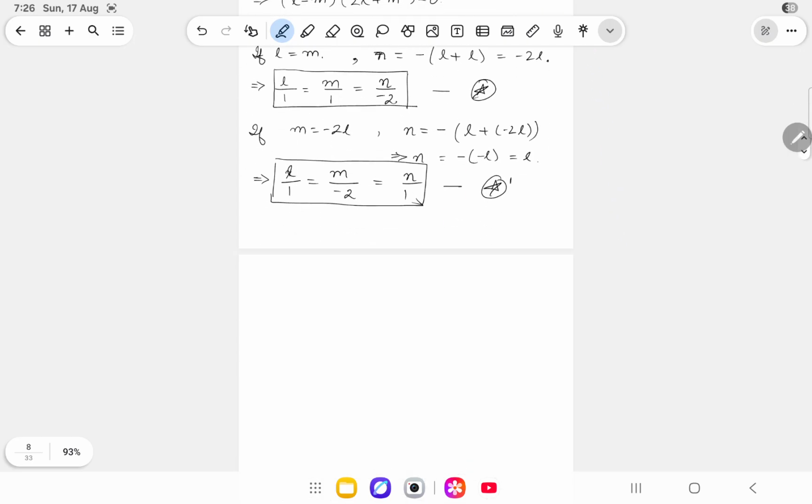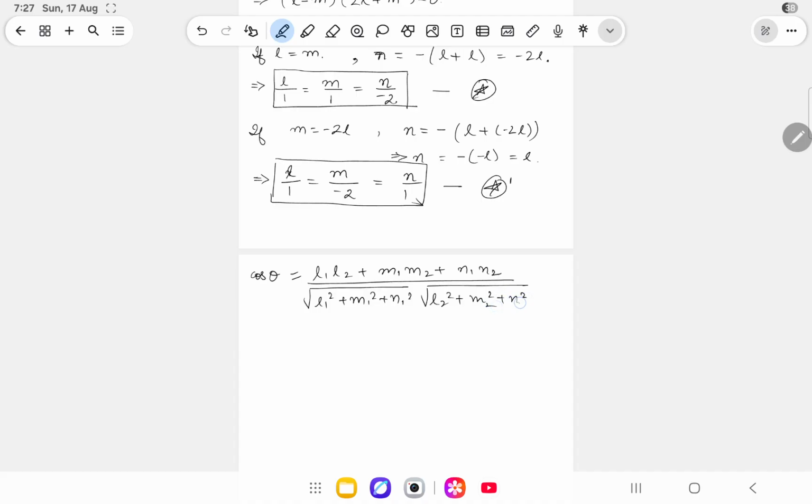So we know that the angle between two straight lines is cos theta equals L1 L2 plus M1 M2 plus N1 N2 divided by under root summation L1 square plus M1 square plus N1 square, under root summation L2 square plus M2 square plus N2 square.